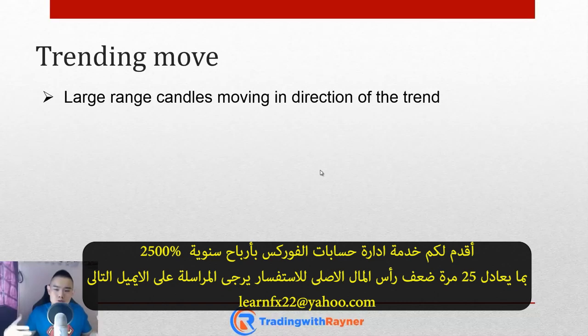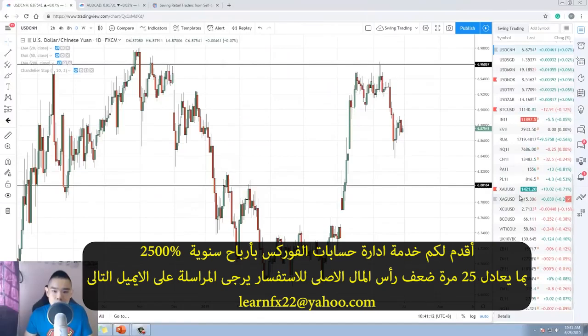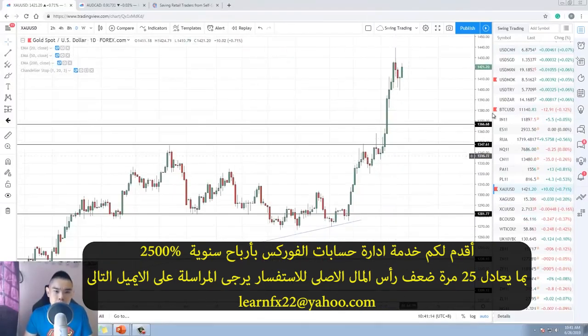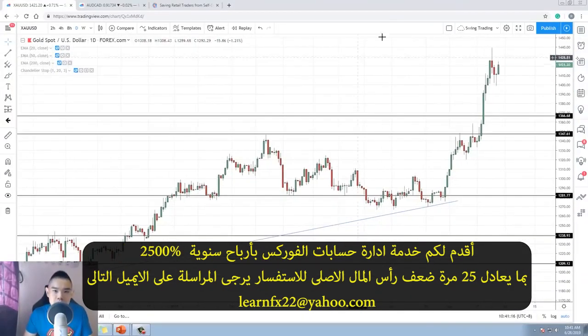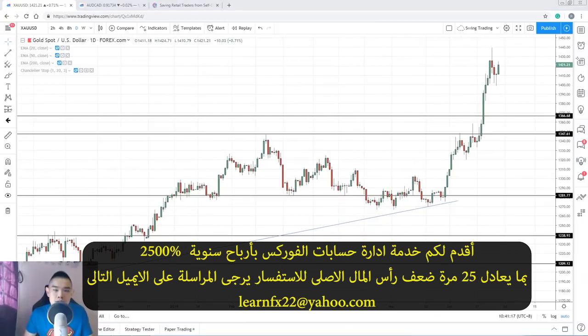You can think of a trending move as a move in the market where the candles are trading in the direction of the trend. And this type of candle is usually larger than usual. Let me walk you through what a trending move is. If you look at this market of gold, you can see that over here, this is a trending move. This is a trending move. This is a trending move. Notice the range of these candles is larger than usual. This is what we call a trending move.